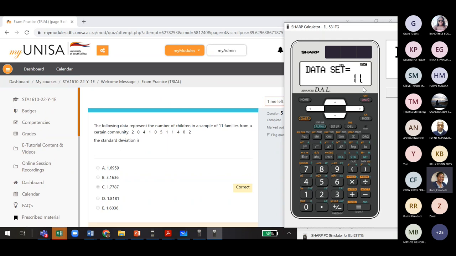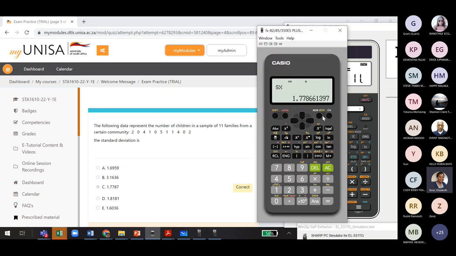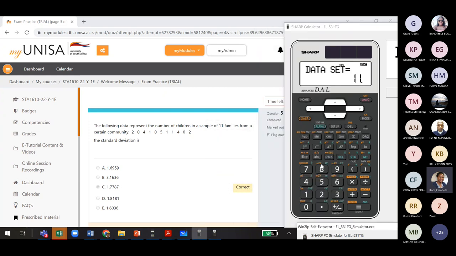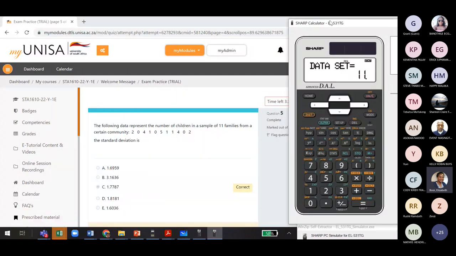If you make a mistake, not a problem. You just press second function mode, which will clear your data, and you can start capturing again. On your Casio, if you make a mistake, you just go mode shift, and you follow the same steps and capture the data again. Okay, so now you are ready. You press on and off. Your data is stored in your calculator.